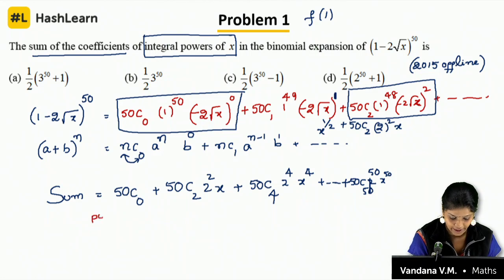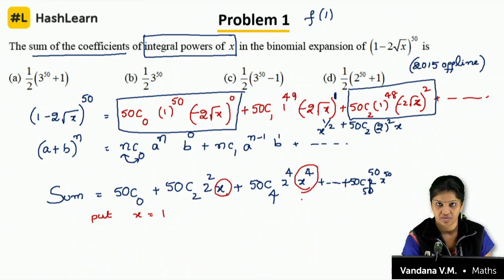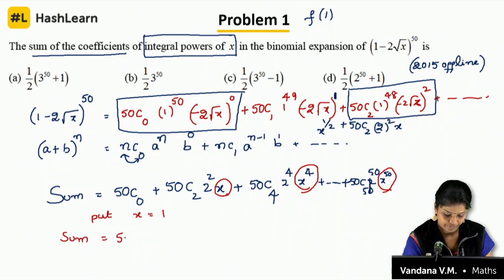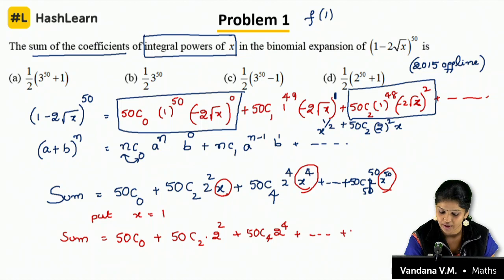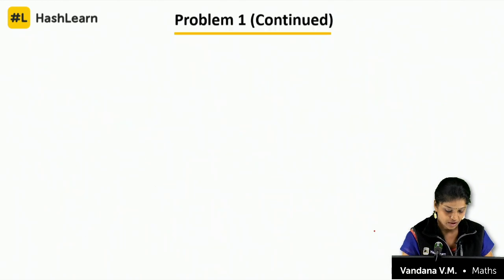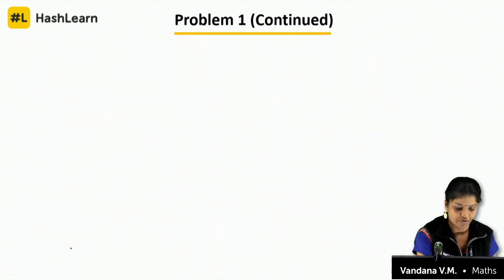So, let us write that. Put x is equal to 1 in the given equation. Wherever x is there, if I am writing 1 power 4, 1 power 50 like that, that is not a big deal. 1 power crore also it gives us only 1 only. So, the sum is equal to, the sum is 50c0 plus 50c2 into 2 square plus 50c4 2 power 4 and so on 50c50.